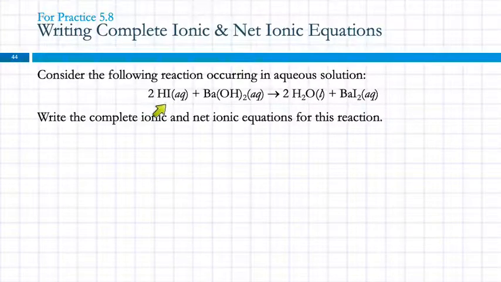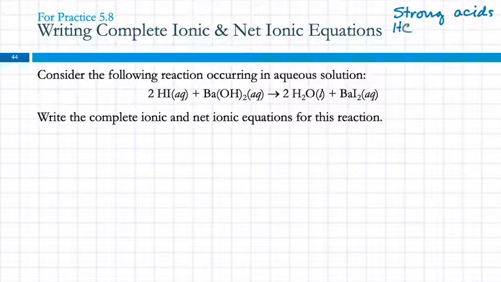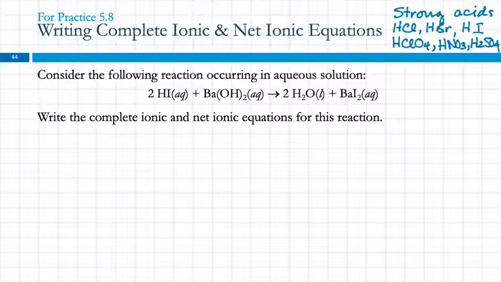So HI, aqueous, this is an acid. So we do need to ask ourselves, is this a strong or a weak acid? I don't know why your book does this, but it hasn't told you which are the strong acids yet, so I'm going to tell you right now. HCl, HBr, HI, HClO4, HNO3, and H2SO4. There are 6 of them that are significant. Those are strong. Any other acids that you see are weak acids.